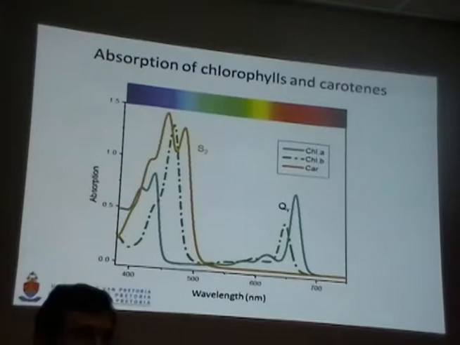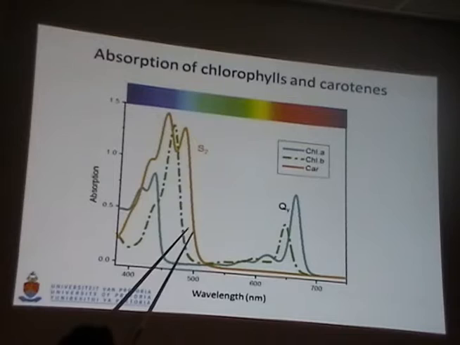So how do they extend their absorption cross-section? Well, they have different transition dipole moments, especially in the green region, which plants do not cover.